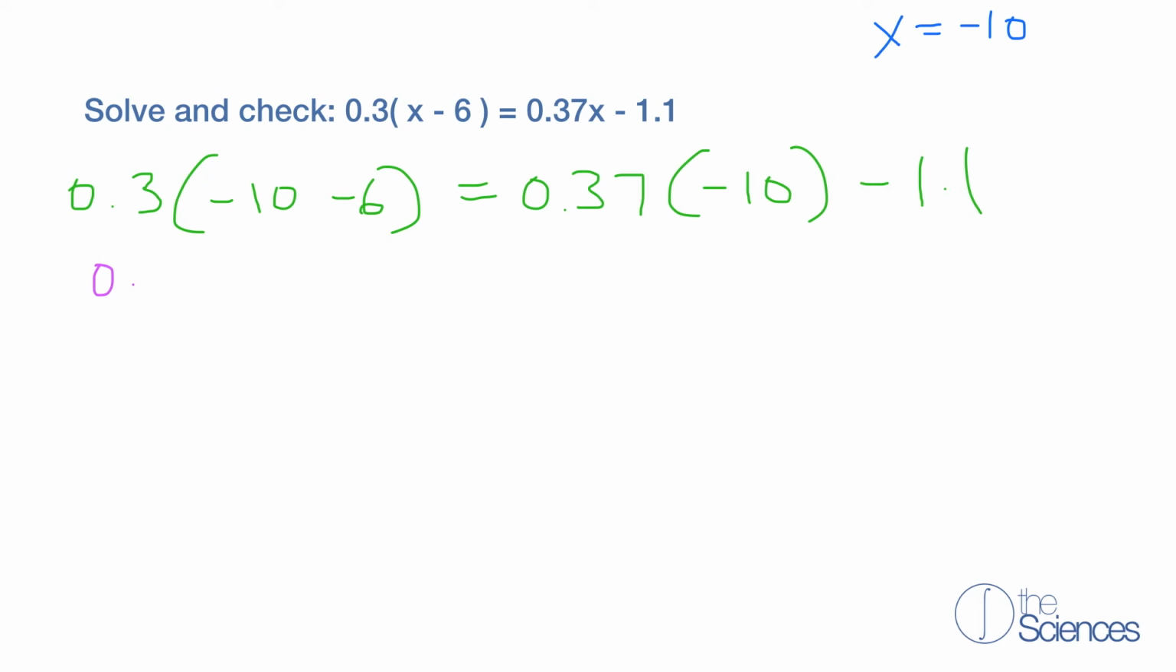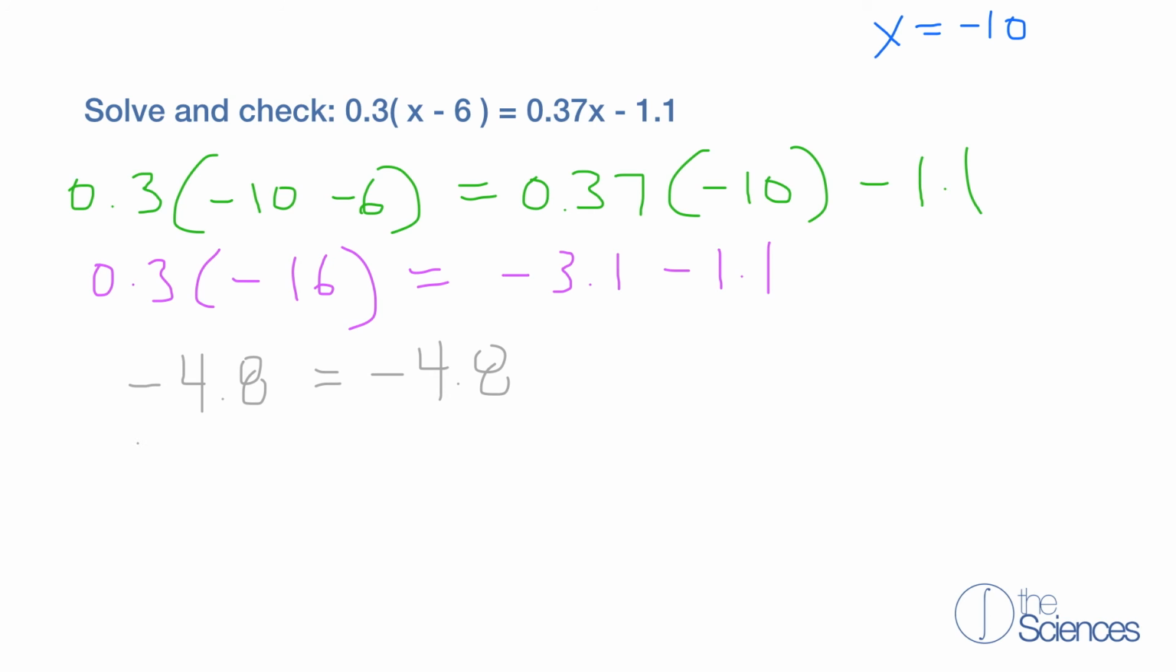So here we have 0.3 times negative 10 minus 6 is negative 16 equals 0.37 times negative 10 is negative 3.7 minus 1.1. So now we have 0.3 times negative 16, which is negative 4.8, equals negative 3.1 minus 1.1 is negative 4.8.